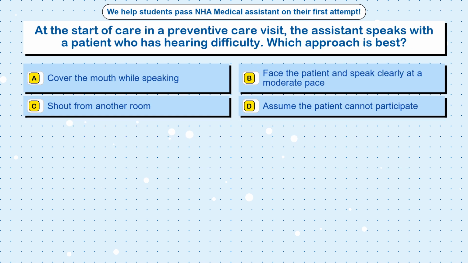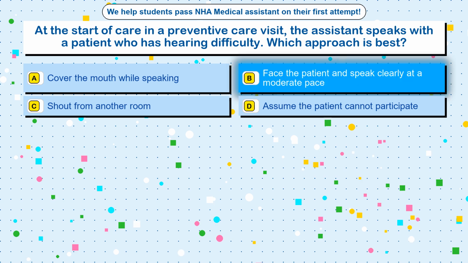Question 83. At the start of care in a preventive care visit, the assistant speaks with a patient who has hearing difficulty. Which approach is best? Option A. Cover the mouth while speaking. Option B. Face the patient and speak clearly at a moderate pace. Option C. Shout from another room. Option D. Assume the patient cannot participate. The correct answer is option B.